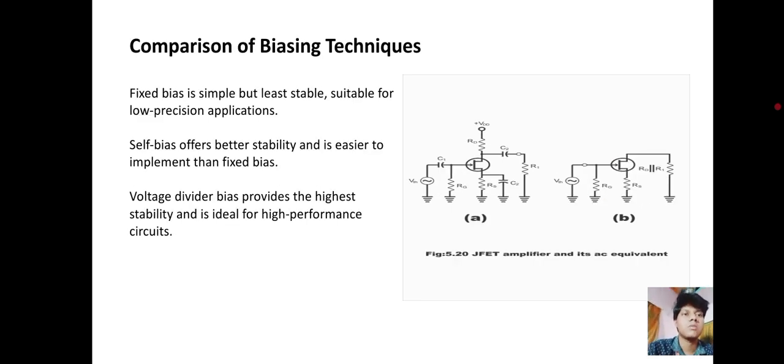Next, comparison of biasing techniques. Fixed bias is simple but least stable, suitable for low precision applications. Self bias offers better stability and is easier to implement than fixed bias. Voltage divider bias provides the highest stability and is ideal for high performance circuits. This is a JFET amplifier and its AC equivalent circuit. In both diagrams, RG is in parallel with R1.